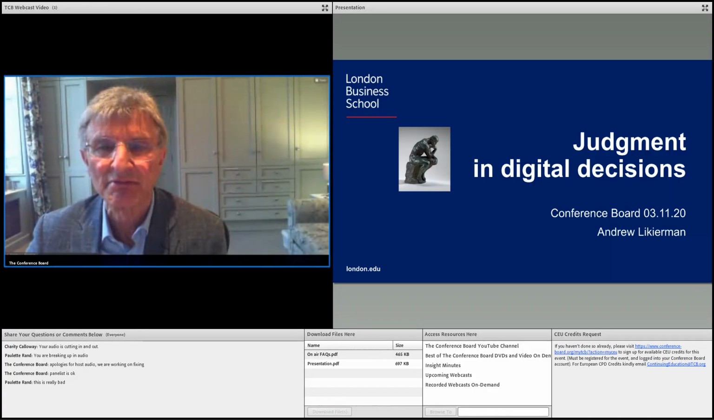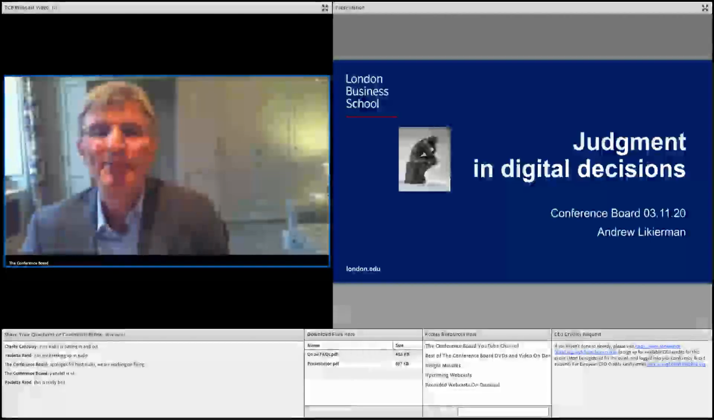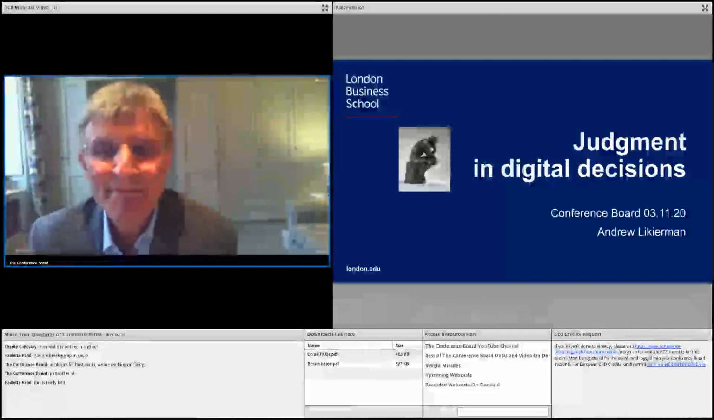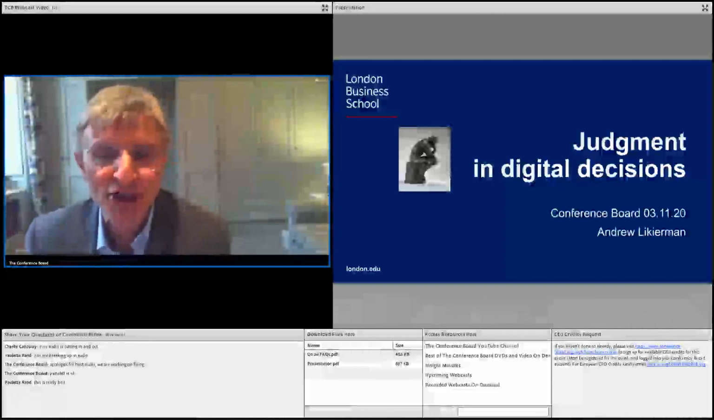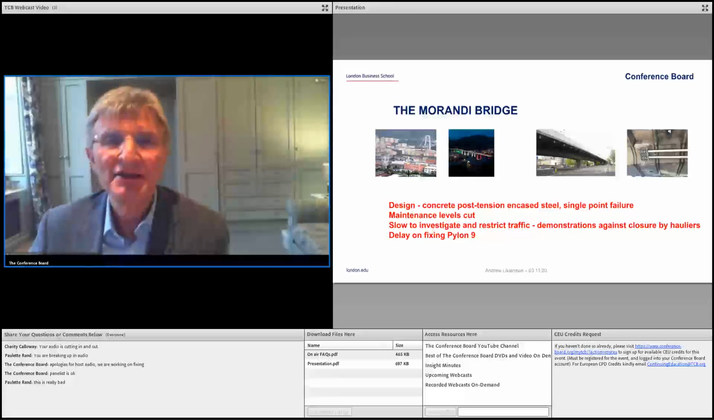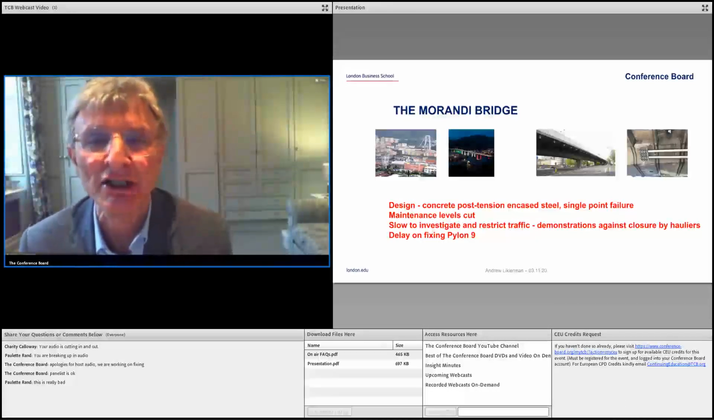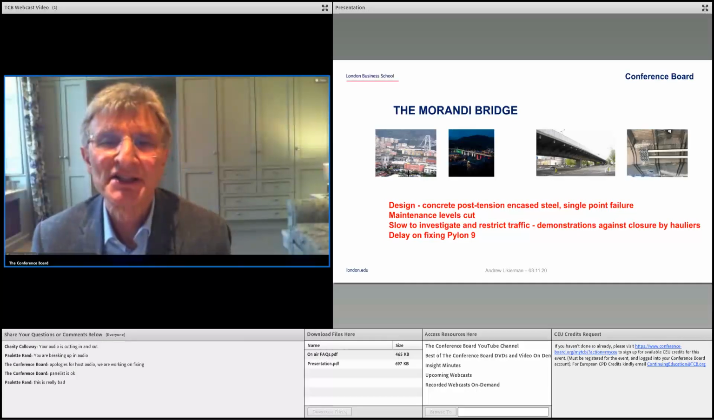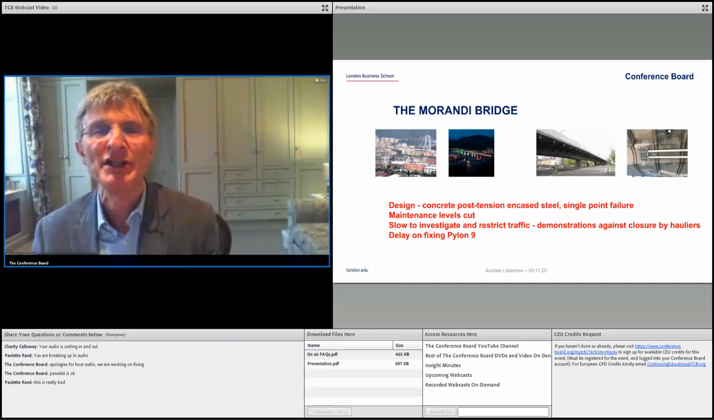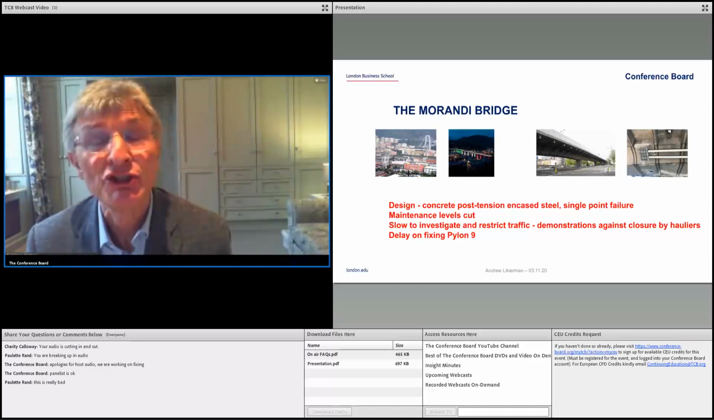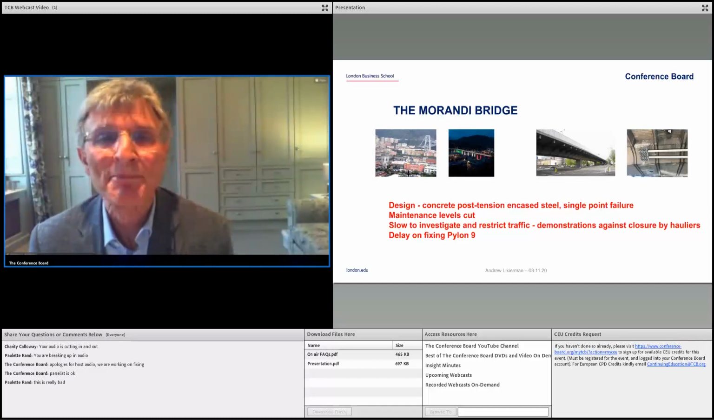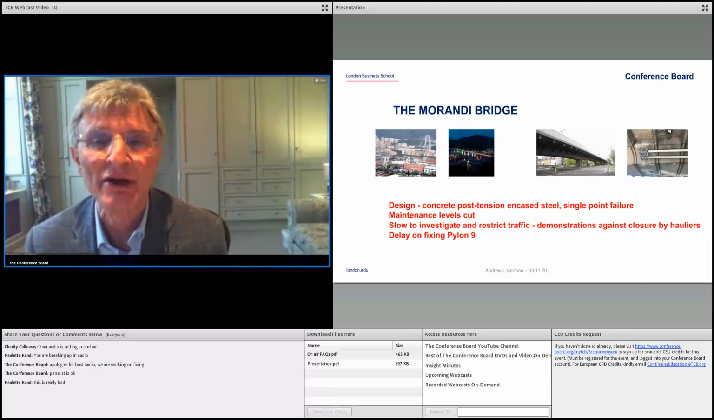This is Chris's, so we'll start off with this one. My focus is on judgment in the digital decisions, and in doing so, I'll start with something very physical, not digital at all. Some of you will be familiar with the picture on the left-hand side, which is the Morandi Bridge in Genoa, which collapsed about 2.5 years ago.